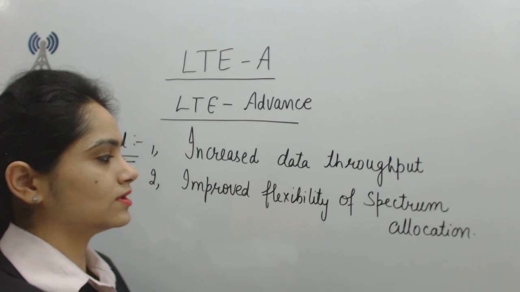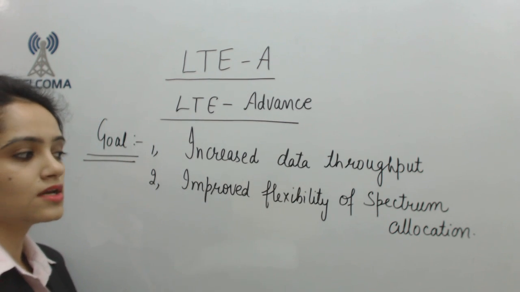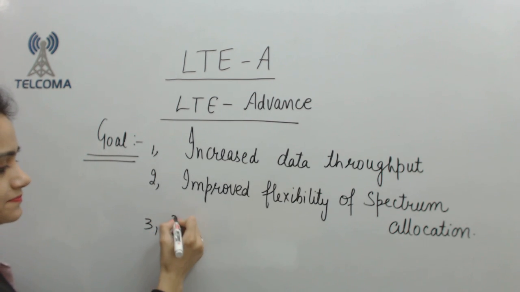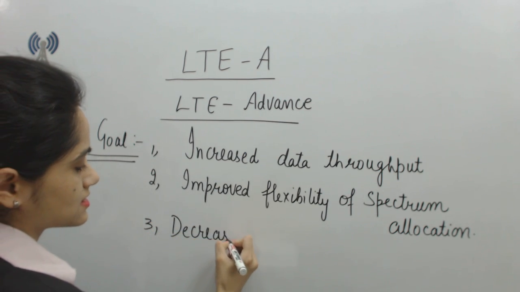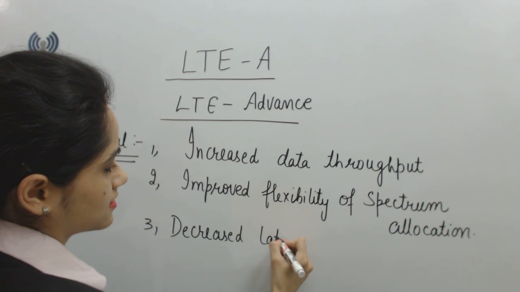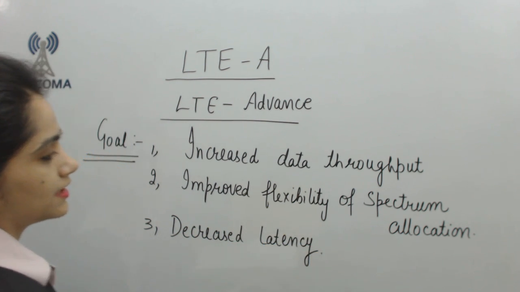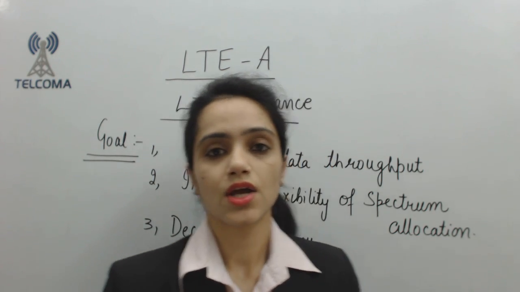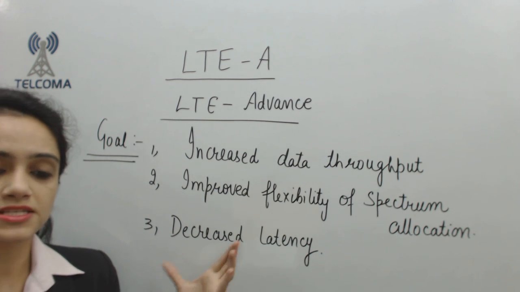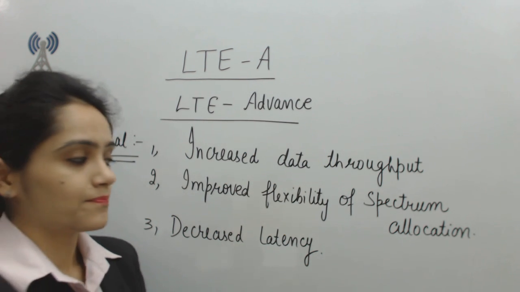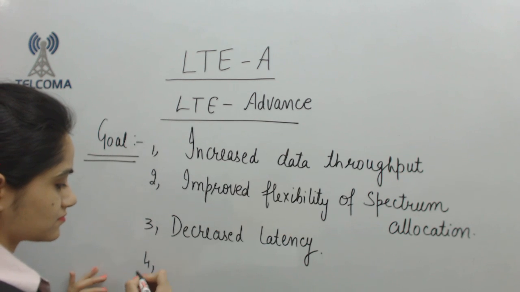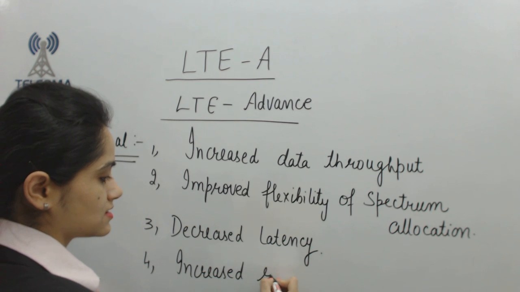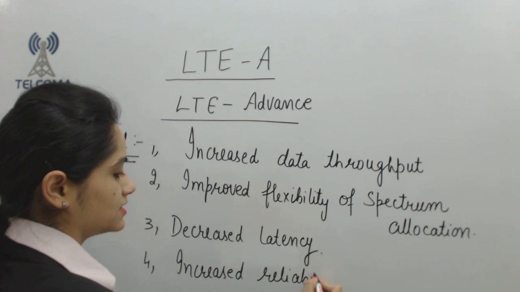So the second goal is that there should be increased flexibility of spectrum allocation. And then we require decreased latency. Latency is basically the time to travel and the time for processing. So we require decreased latency, which means the time to process should be very small. Then we require increased reliability.